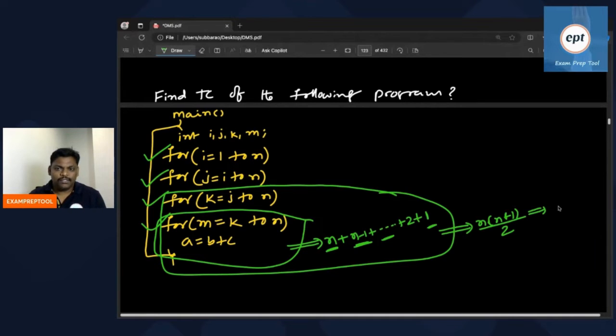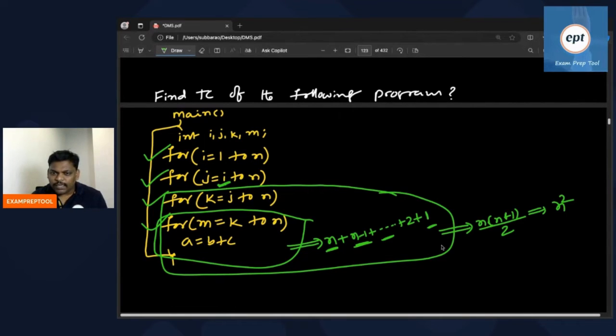So this can be written as, the bigger term is n square. This is approximately n square. The smaller terms are also there, but they may not affect that much.